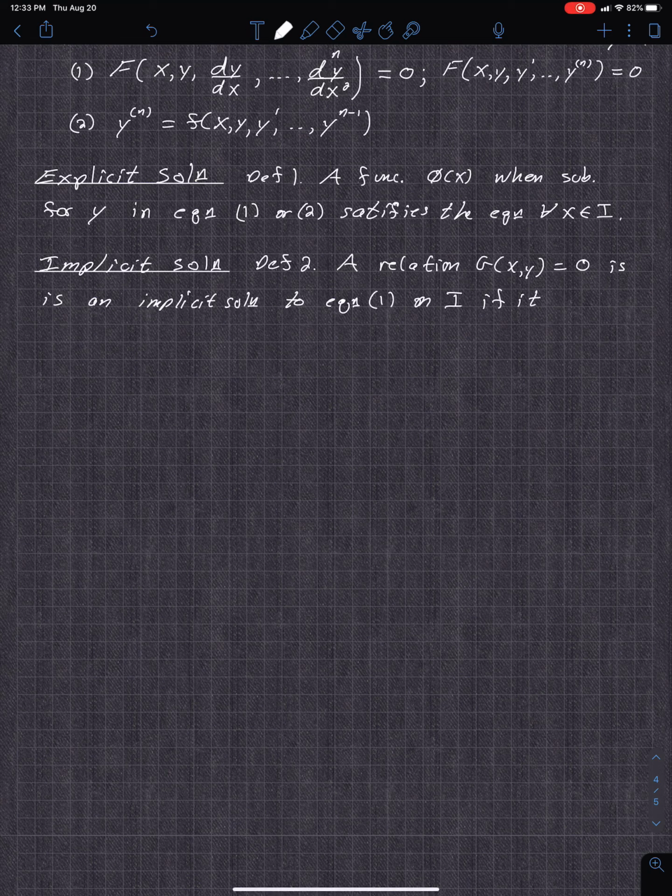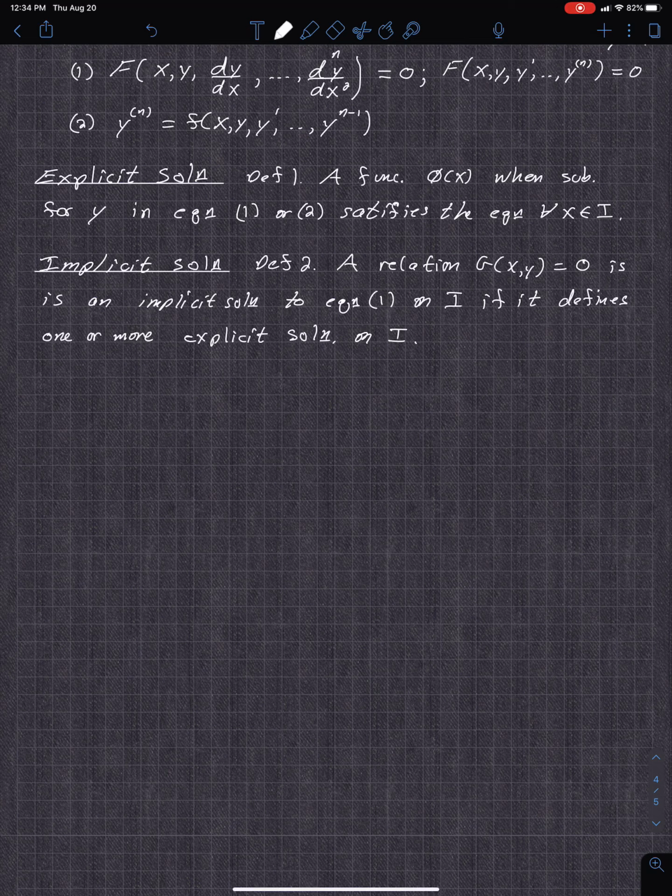if it defines one or more explicit solutions on I. So, like, what is that saying? You've got to go through an example of what that's really saying. But that's what the definitions are. I wanted to lay those out, which I usually do.